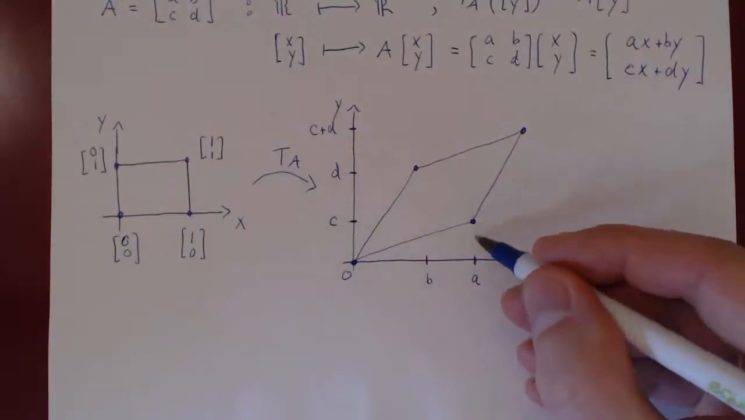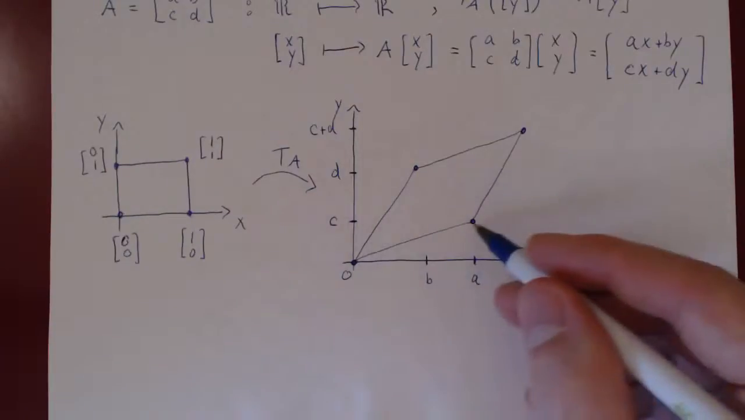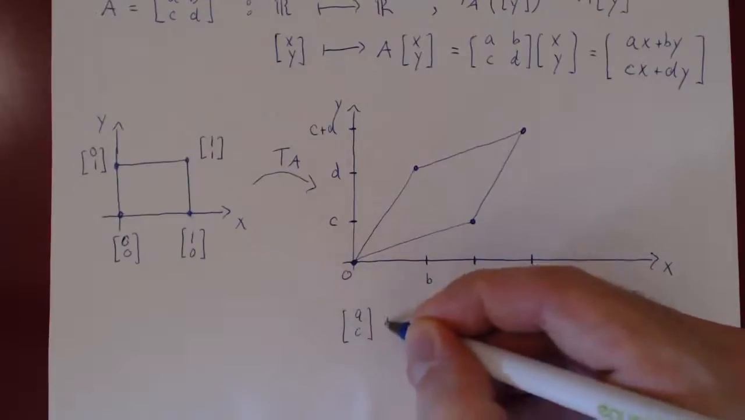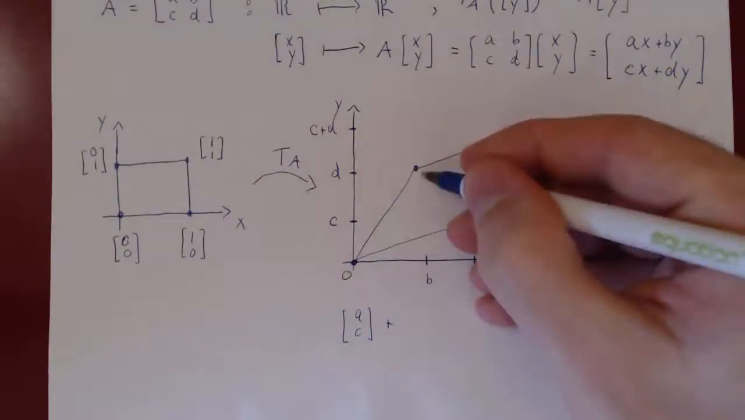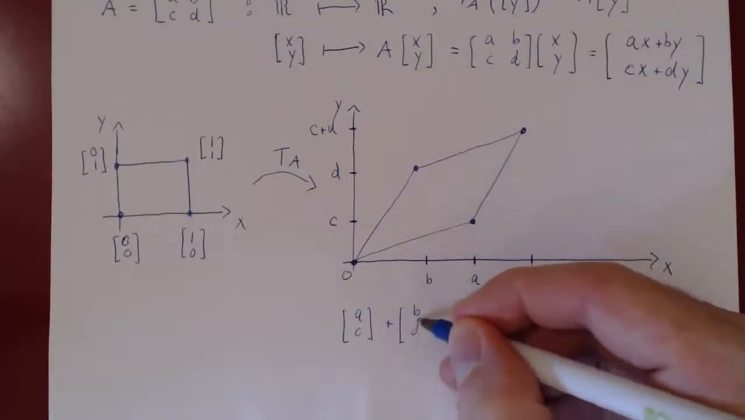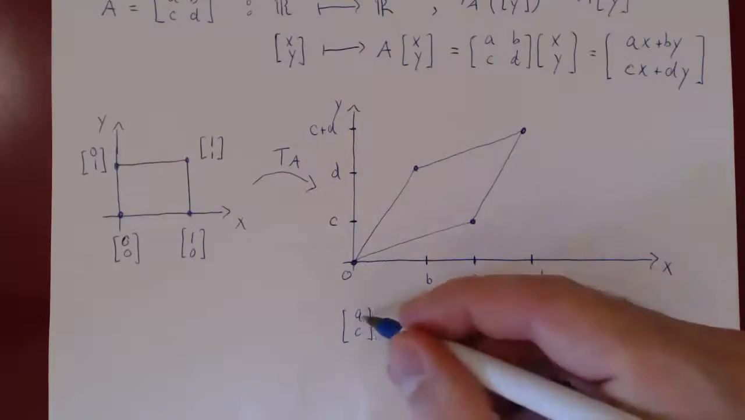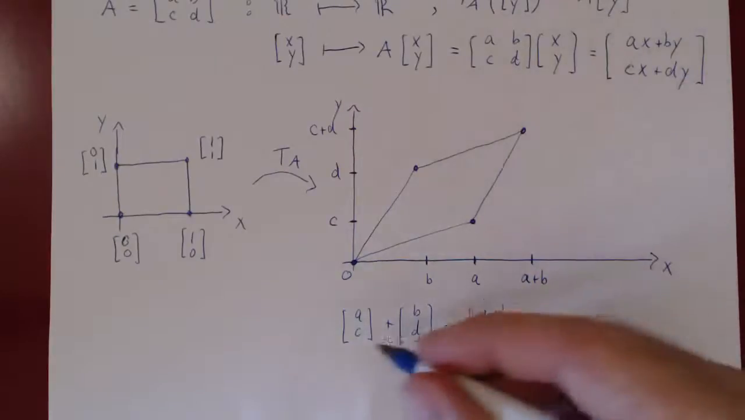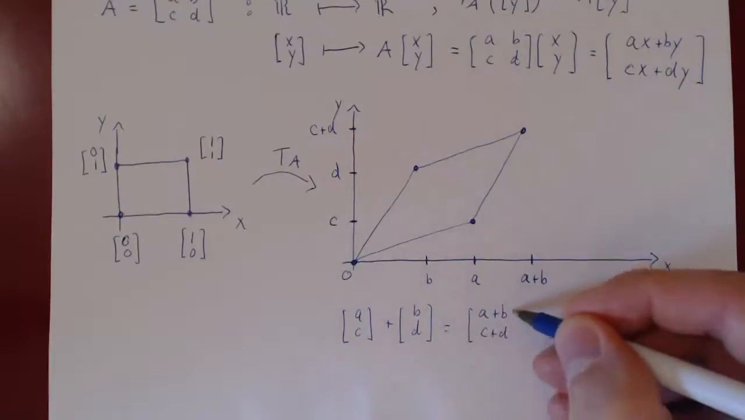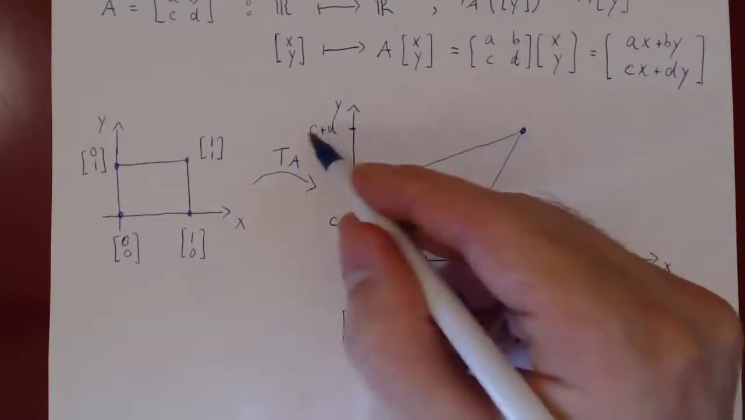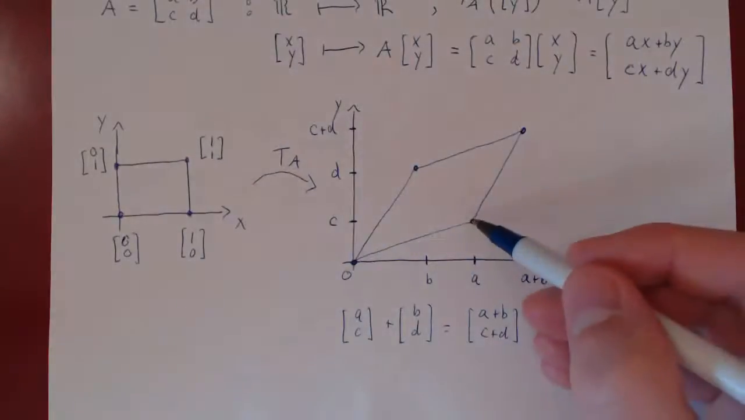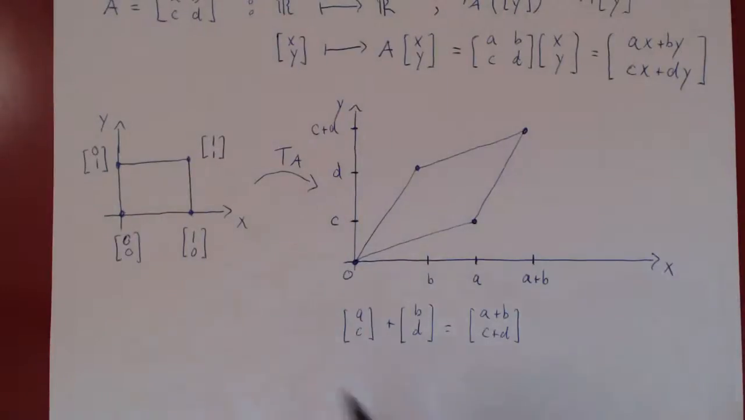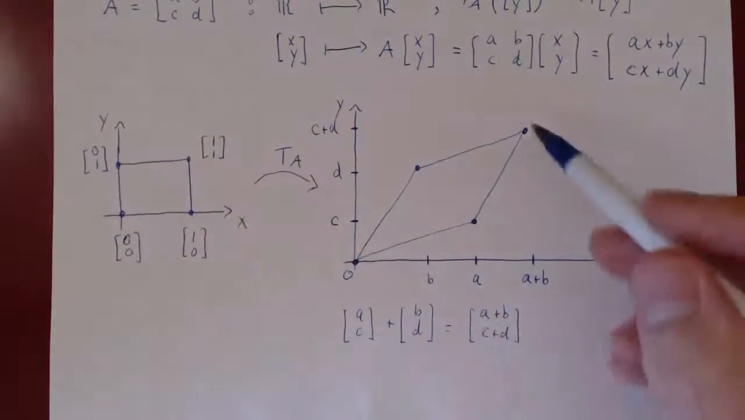So this point is (A, C) plus this vertex, which is (B, D). And if we add these two, we get A plus B as the x component, check, and we get C plus D for the y component, check. So you see, if you add to this point, you get the fourth and final vertex. So the image of a square is a parallelogram.